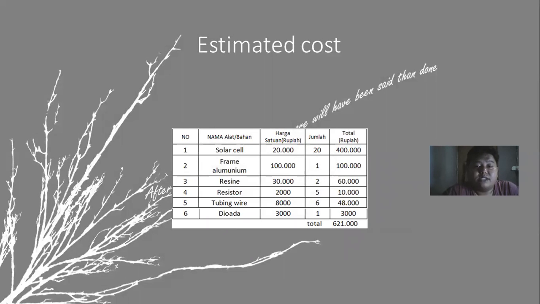Okay, last, estimate cost, six components. Number one, solar cell, 20 pieces. Number two, aluminum frame, 1 piece. Number three, resin, 2 pieces. Number four, resistor, 5 pieces. Number five, tubing wire, 6 pieces. And number six, diode, 16. And the total estimated cost: 6,100 rupees.